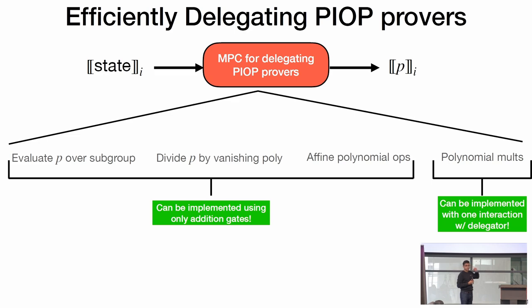And actually, in the paper, we have other techniques that you can use. The delegator doesn't even have to be around during the execution of the protocol. You can just send some pre-processed material beforehand and then go offline and just receive the proof at the end. But that's for the paper. So this is how we can very efficiently implement like 99% of the operations that happen in modern zkSNARK or PIOP provers. All right, so that handles the first component.